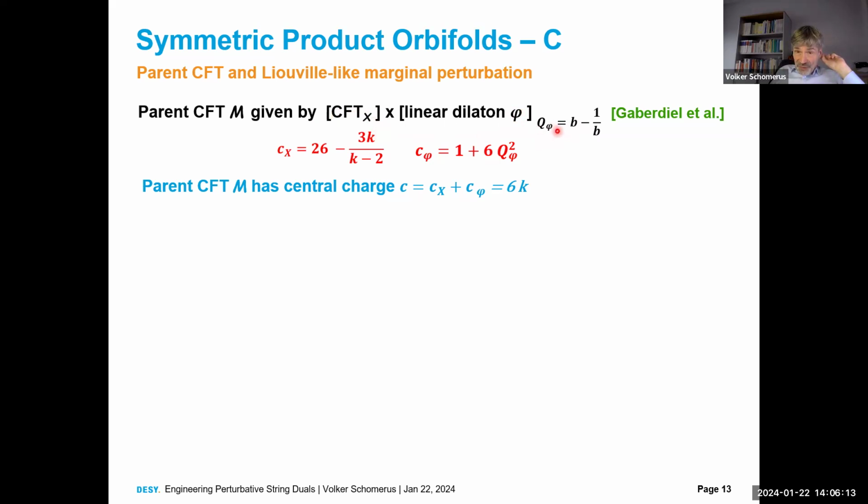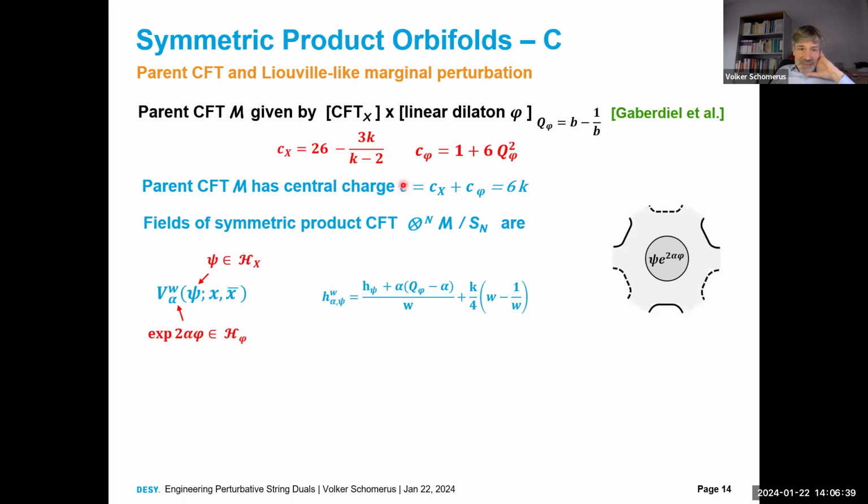The rule is that for the background charge, you choose Q_phi, which is b minus 1 over b, and I had the relation before, 1 over b squared is k minus 2. So if you fix k, then you can compute b from there, and from there the background charge of the linear dilaton that you want to choose. This parent CFT has, of course, central charge which is just the sum of these two contributions. If you plug that into this construction, take M, this product of these theories, then you get this symmetric product orbifold that will be our main player in the following.